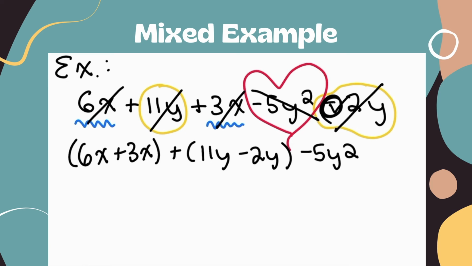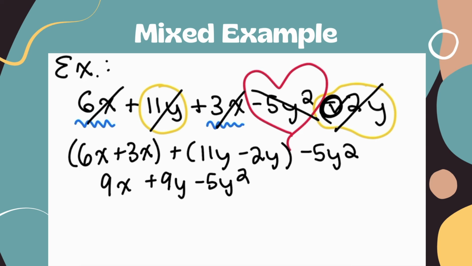And then we have our like terms grouped. So now we know we're going to keep that variable in those like terms and just add the coefficients. So 6x plus 3x gives me 9x. 11y minus 2y gives me plus 9y. And then just your negative 5y squared. If it doesn't have a like term, that's fine. It actually makes it really easy because you don't do anything with it. It just hangs out, right?